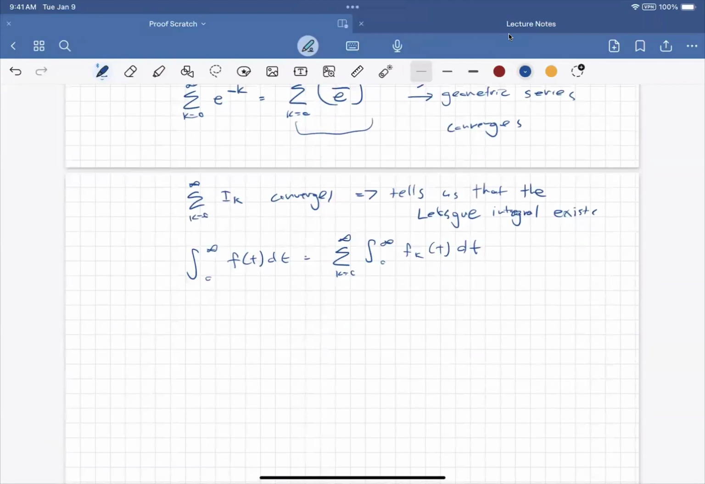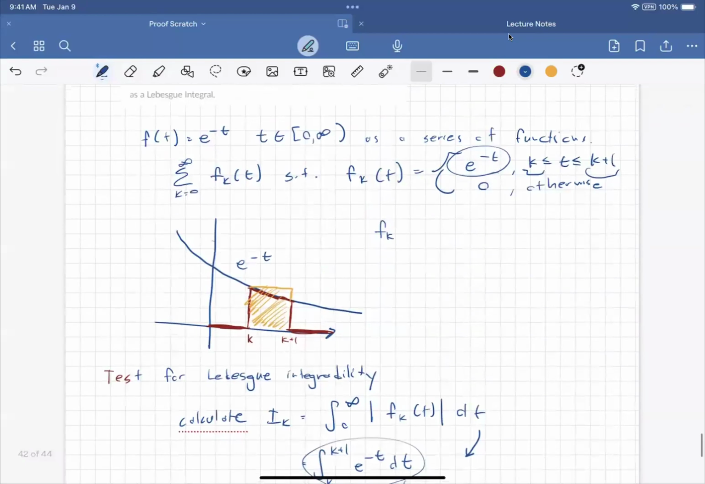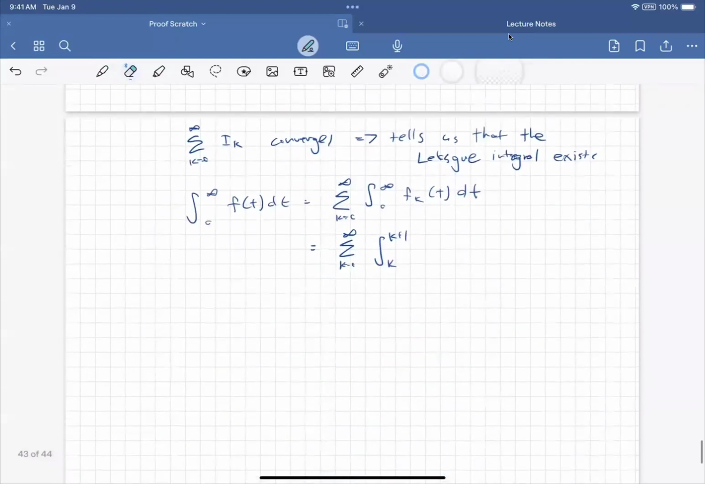Now we can rewrite this as the sum from k equals 0 to infinity of the integral from k to k plus 1. Again, based on this piecewise function, t is defined between k and k plus 1, and otherwise it's 0 for all other values. So the rest of it is just e to the negative t dt.